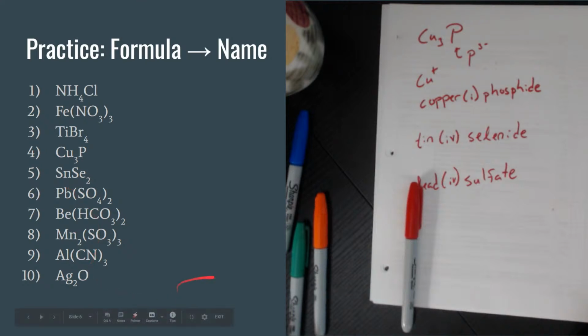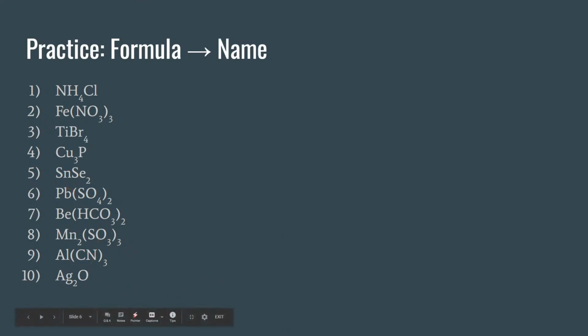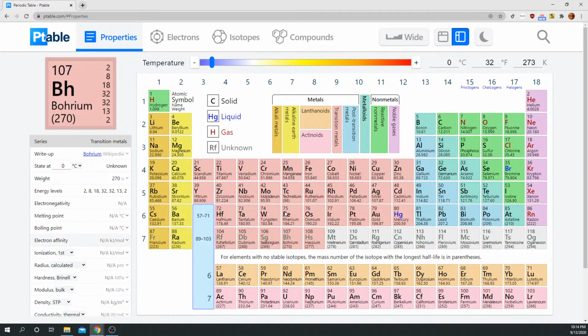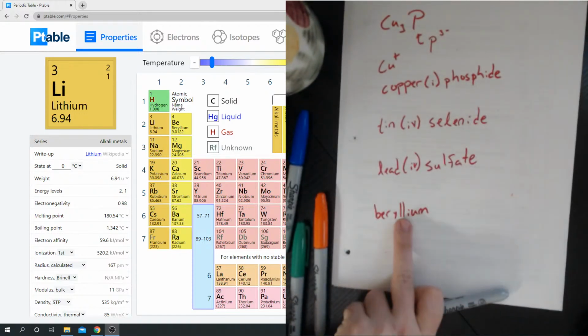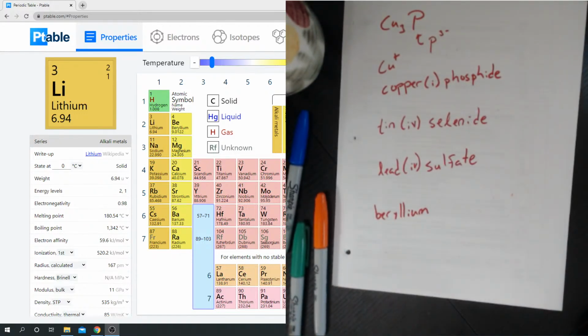BeHCO3, number 2. Back to the periodic table. Be is over here on the left. It's in the S block. We are not going to have to indicate what the charge is. All we have to do is name it, because it will always have the same charge no matter what. It is just beryllium with a 2+ charge. Since it always has a 2+ charge, we don't have to indicate that. It's just beryllium.